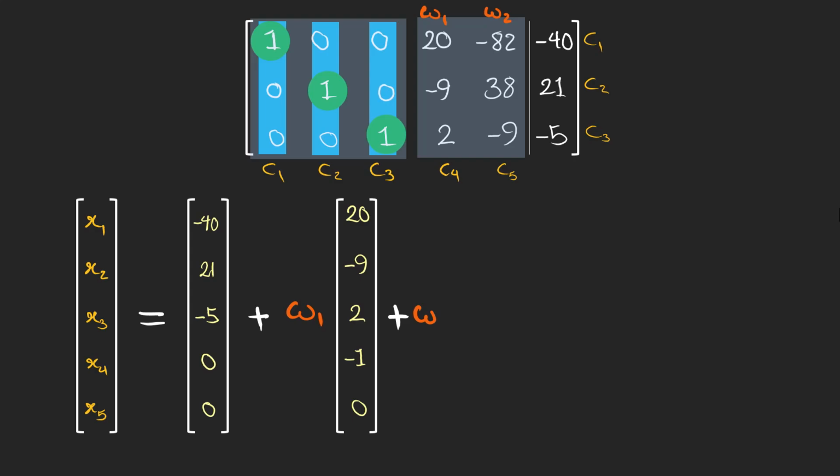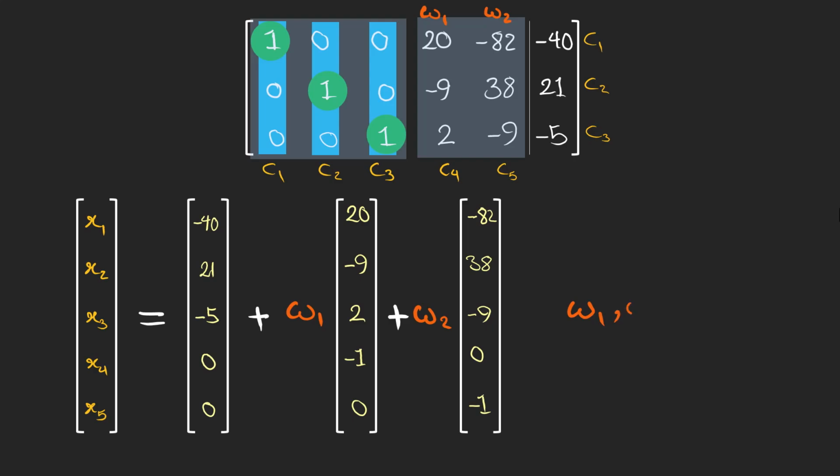We can do the same thing for the fifth column, and by multiplying omega 2 by this column matrix, for which the fifth element is -1, the fourth element 0, and the first three entries are exactly the elements on column C5, we can account for the infinite solutions associated with the second parameter. Again, pay attention that omega 1 and omega 2 are the free parameters and can be any real numbers.